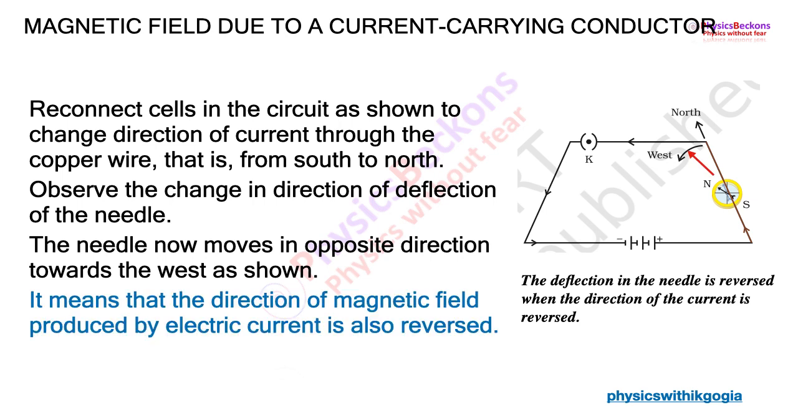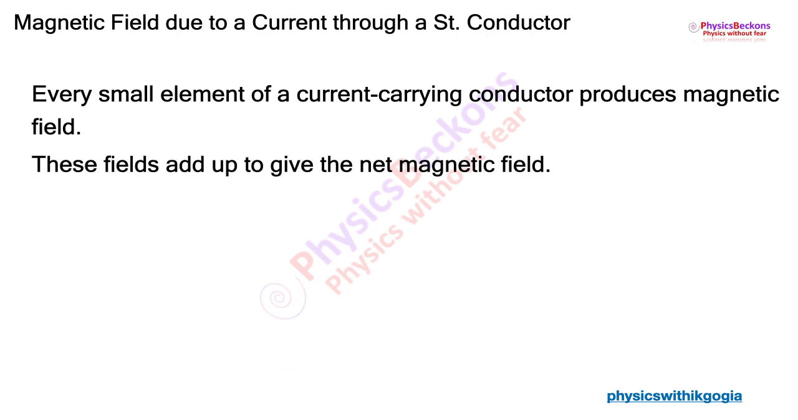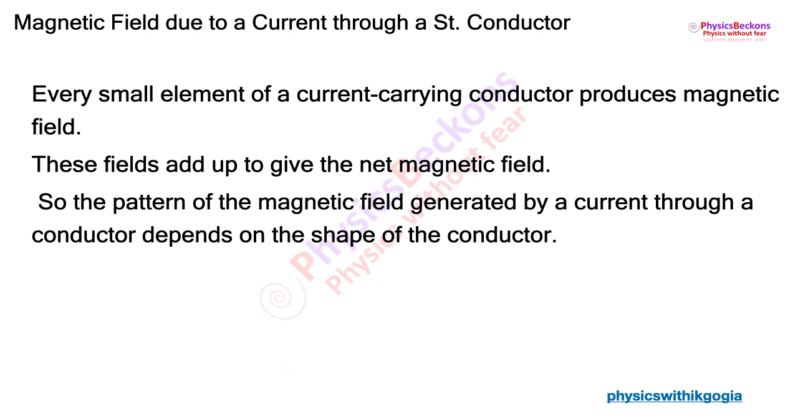It means the direction of the magnetic field produced by electric current is also reversed. If we reverse the direction of current, the direction of the magnetic field produced also gets reversed. Every small element of a current carrying conductor produces a magnetic field. The field due to various elements of a current carrying conductor gives us the net magnetic field.